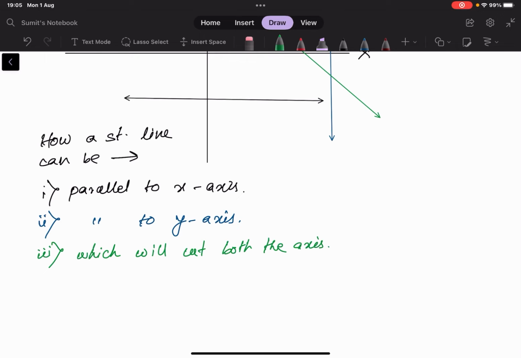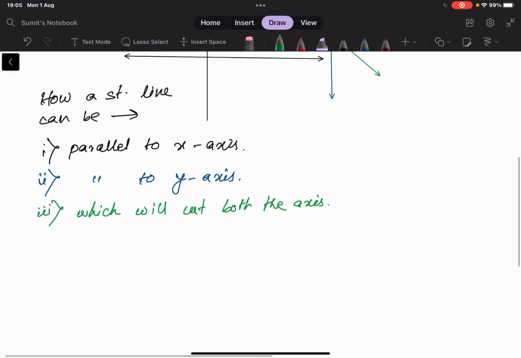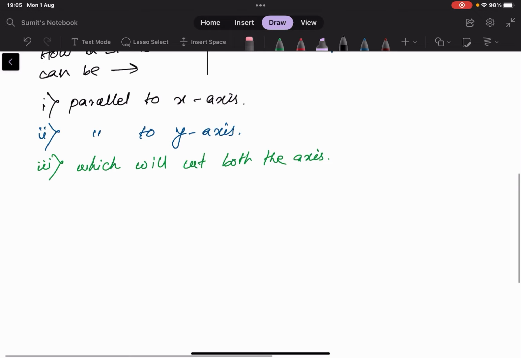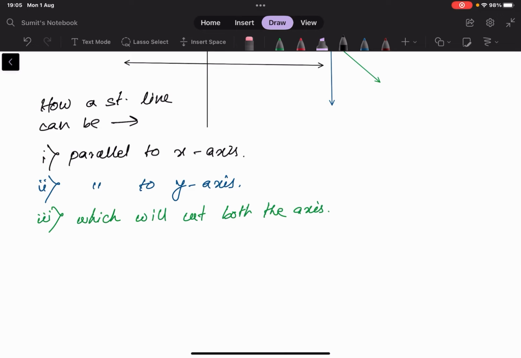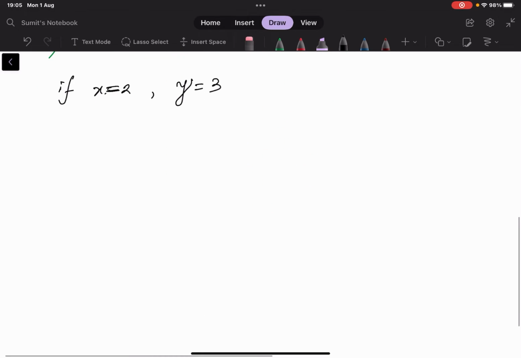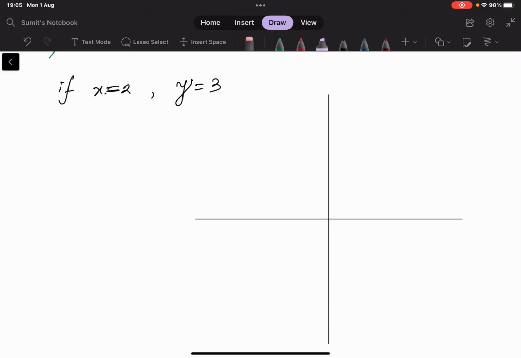But let us know what type of equation of a straight line we have, like parallel to the x-axis. If you want to draw the line x equal to 2, or if you want to draw the line y equal to 3, then what will the drawing be? Let us draw the x-axis and y-axis simply, and this is the origin.